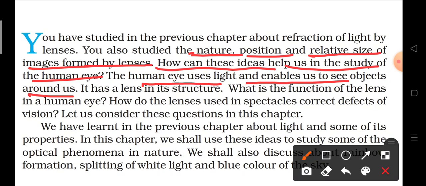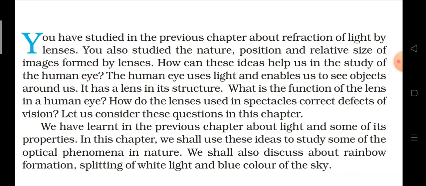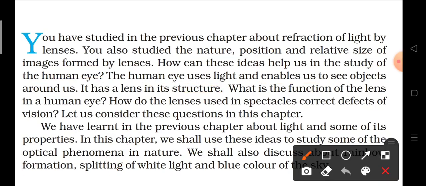Okay, it has a lens in its structure. The eye has which kind of lens? Convex lens. So that is why we have studied about the lenses, and the nature, position and relative size of the image formed by the lenses with respect to that of the object. In the human eye we have to study about the lens which is naturally occurring in our eye, that is your convex lens.